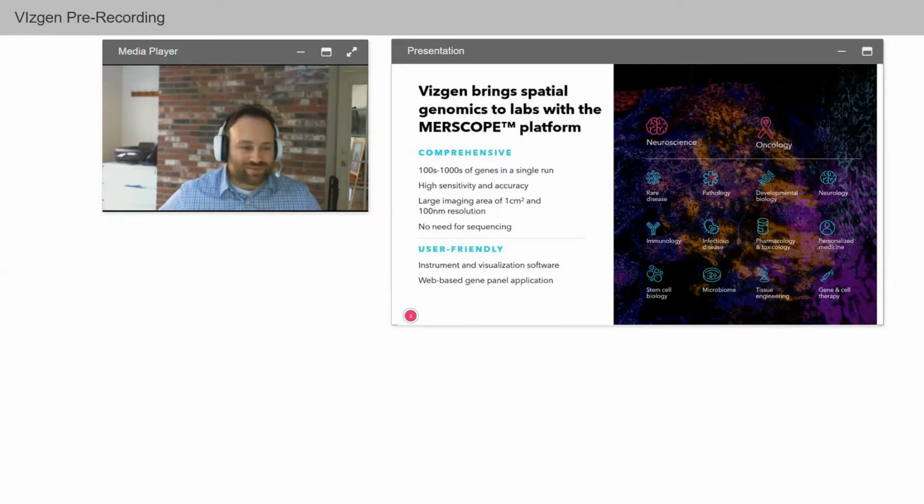We can detect transcripts from all of those genes. It's highly sensitive and accurate. We boast a large imaging area of 1 square centimeter and a resolution of 100 nanometers. And so what this gives you the ability to do is look at an entire tissue section, look at different regions, and then zoom into specific areas and look at how cells are interacting, what those cells are doing, and how they're functioning. There's no need for sequencing with our system as it is based on our proprietary MERFISH technology, which I'll get into in a second.